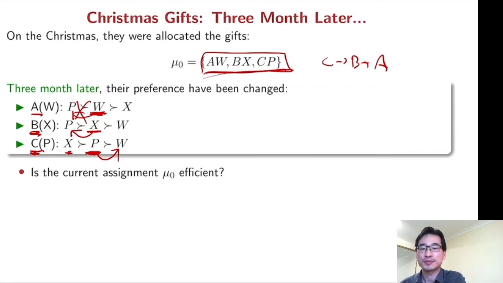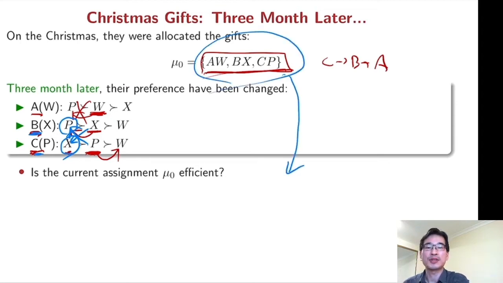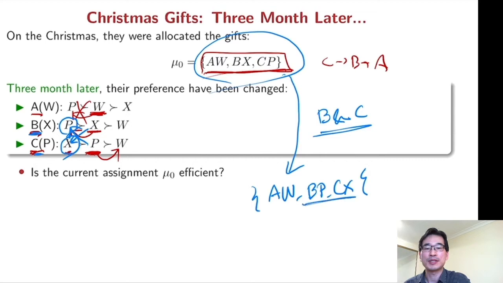So now, by switching their gift, B taking P and C taking X, both players can be better off. So this assignment is blocked by B and C switching their gifts. The induced assignment by the blocking pair B and C is now AW, BP, and CX, where B and C have both been better off. So this is not efficient.